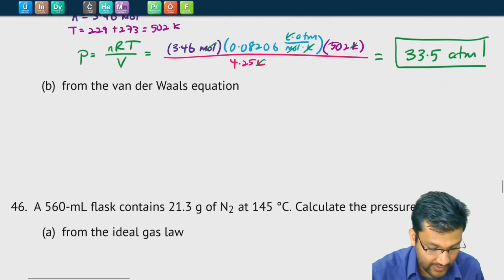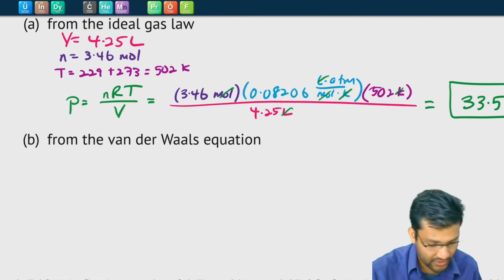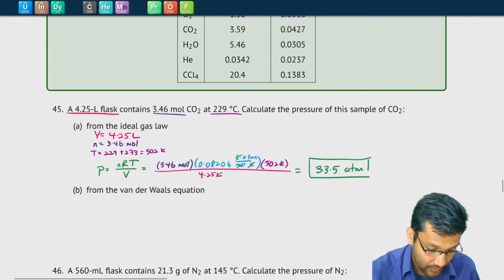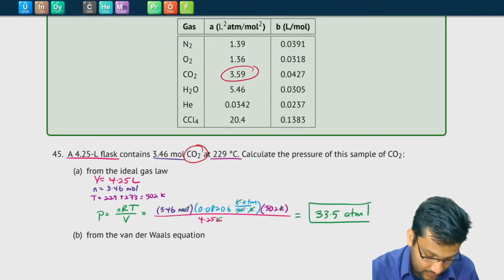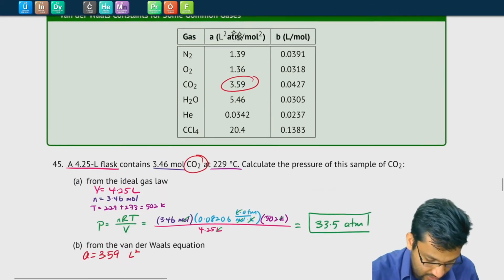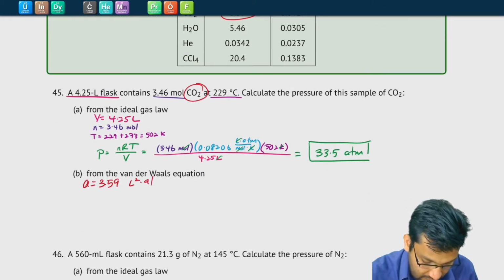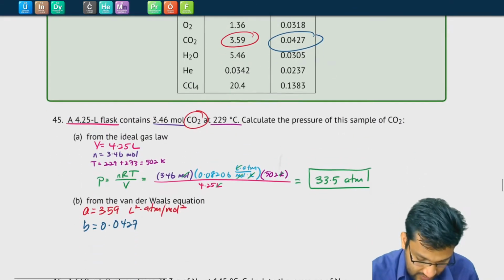What about the van der Waals equation? Let's look at that. So the volume, number of moles, and temperature are all the same. But what's different? We're looking at CO2. So the A value for CO2 is 3.59 liters squared. So the units are liters squared times atmospheres divided by moles squared. And then B is 0.0427 units of liters over moles.